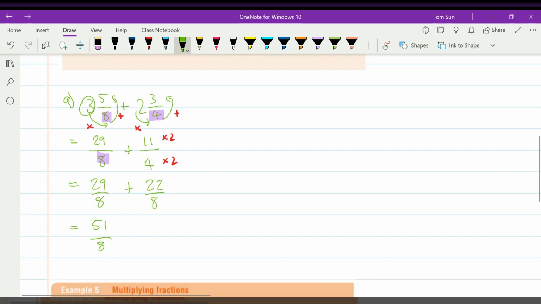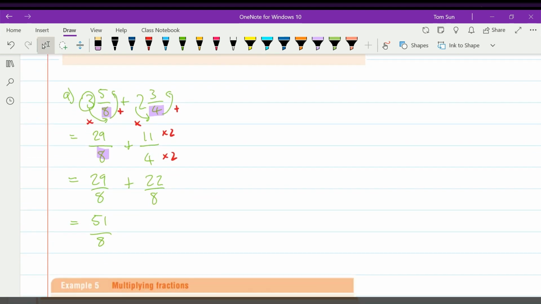We actually could convert this back to a mixed numeral. If you want to know how to do that, here's how you do it. You think, how many eights are there in 51? So you go, 4 eights are 32, 5 eights are 40, 6 eights are 48, 7 eights are 56. So that's too many. So 6 eights are 48, so 6 has to be six wholes, and whatever's left over, which is 3/8. Okay, that's how you convert it back to a mixed number.